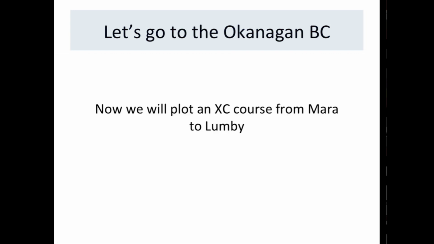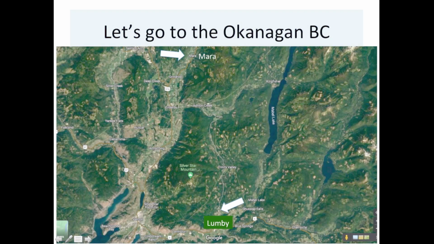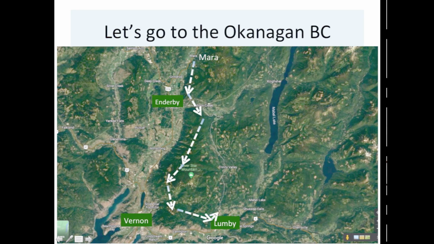Okay, and we're now going to plot an XC course from Mara to Lumby. When you first start looking at doing cross-country flights, you're going to want to take Google Maps or Google Earth and zoom into the area in which you want to fly. Get a really good understanding of the topography, and then, of course, we're going to look at the airspace as well. So this is one route that we're looking at when you have a very light west or southwest wind, helping the thermals up the side.